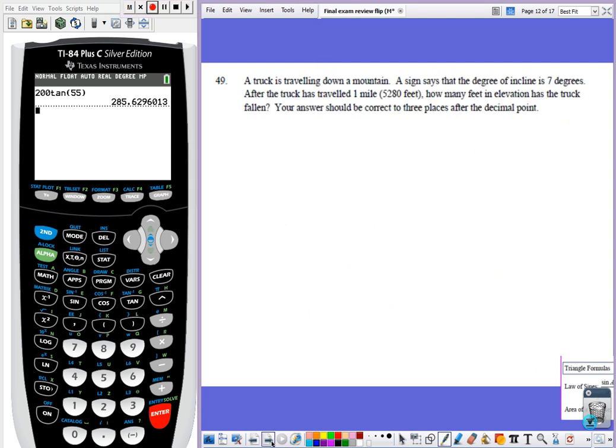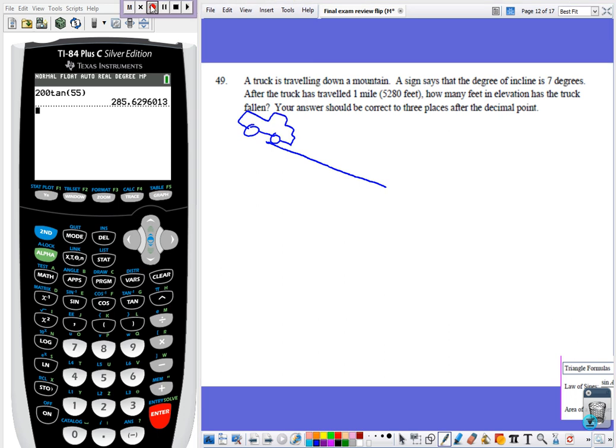49. A truck is traveling down a mountain. A sign says that the degree of incline is 7 degrees. So we've got a truck traveling down. Okay, this is my truck. That's really goofy. Okay, that's a better truck. A truck is traveling down a mountain. A sign says the degree of incline is 7 degrees. So the incline is 7 degrees.